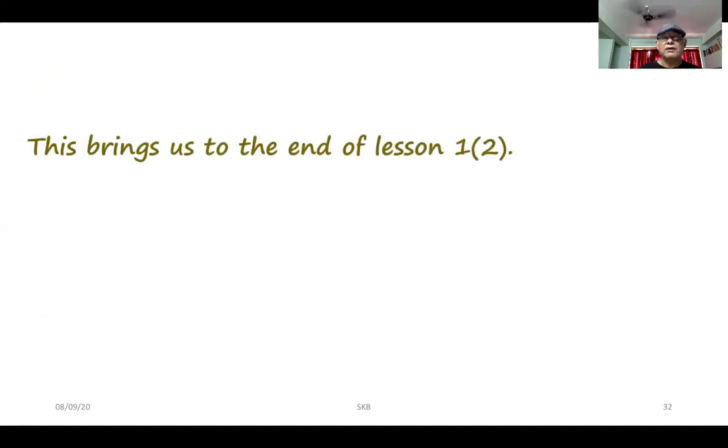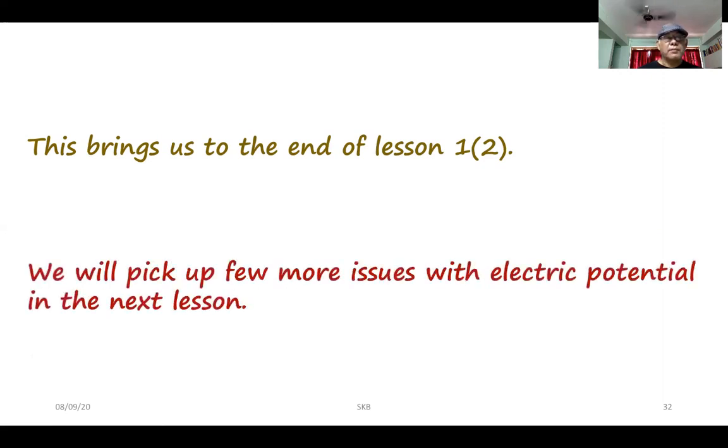This brings us to the end of lesson 1 of chapter 2. We'll pick up a few more issues with electric potential in the next lesson.